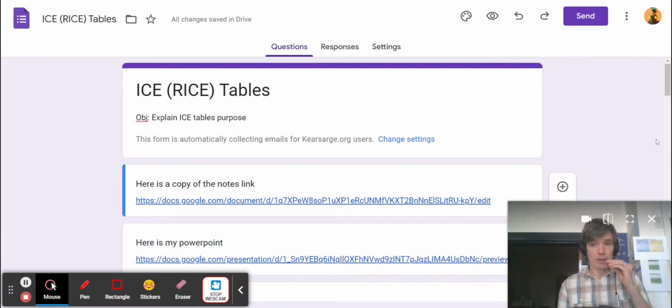So here is our topic, an ICE table. Sometimes they're called RICE tables. And the purpose of this is for you to be able to get a sense of what they are, how to use them, and what they're used for.